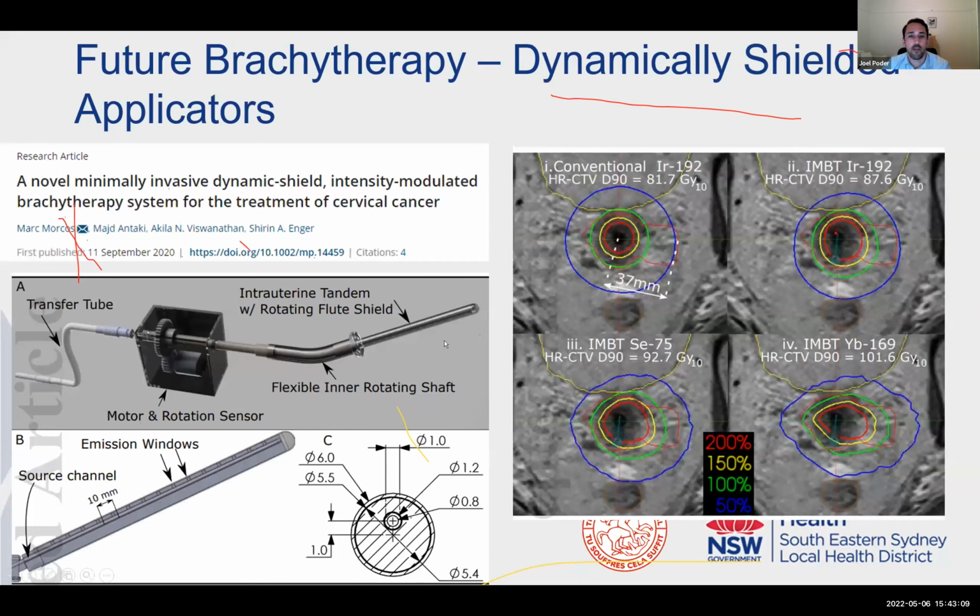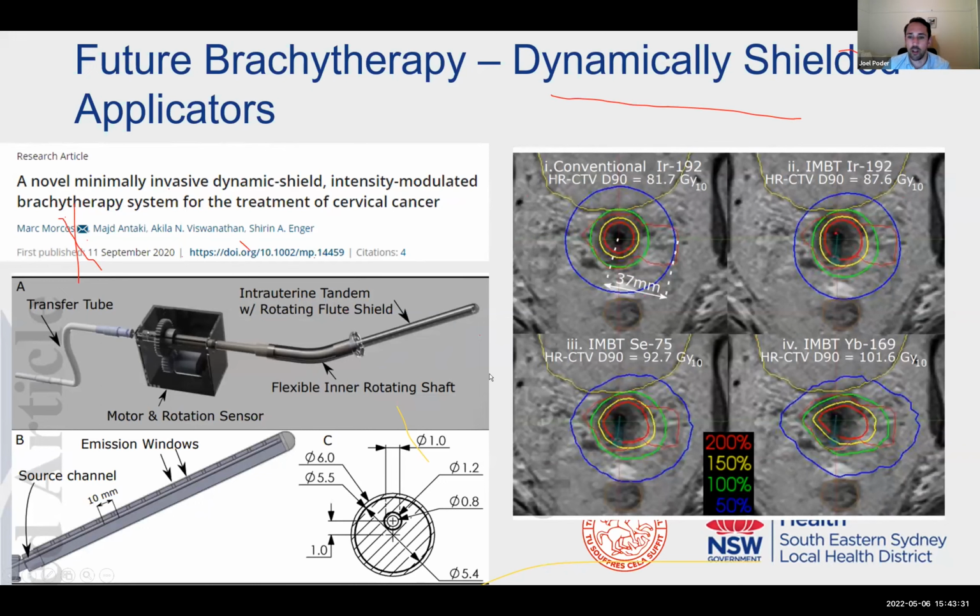So basically what we have in this case is an intrauterine tube that has an inner rotating shaft. And within that shaft essentially is a shield. And you can actually rotate that shield around to direct the direction of the radiation that's being emitted from the brachytherapy source.